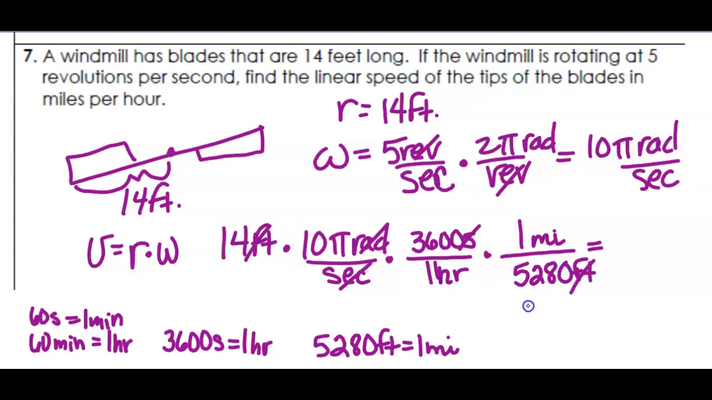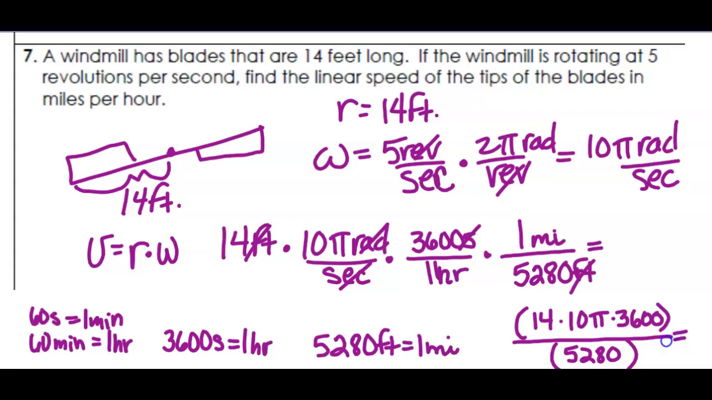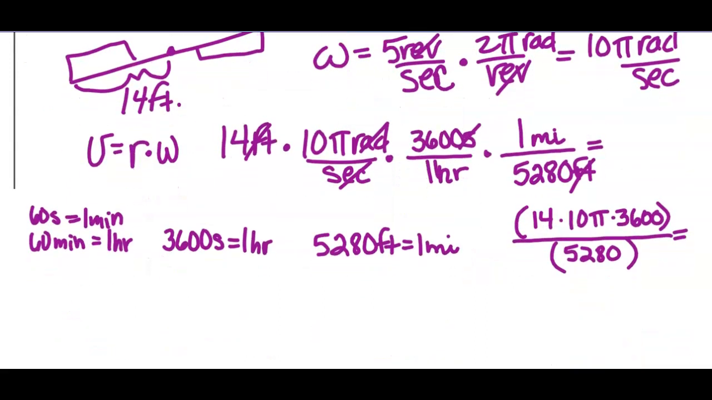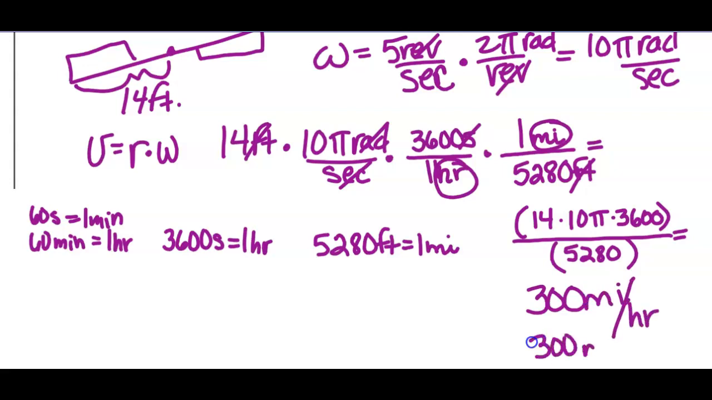So we're good. All the way across the top, I'm going to be putting in 14 times 10 pi times 3,600. And the only thing I wound up on the bottom was 1 times 5,280. So I'm going to put that in and see what I get. 14 times 10 pi times 3,600 divided by 5,280. And I'm going to go with 300. And it would be 300 miles per hour, because that's what was left up here, miles and hours. Or you could just write miles per hour. That's fine.